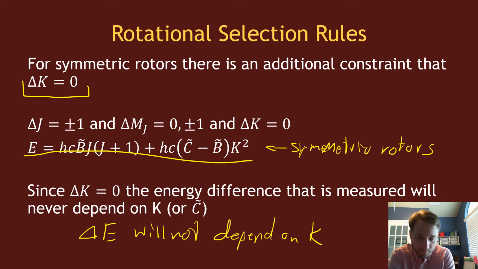And so that makes it a little bit convenient that the spectra for symmetric, linear, and spherically symmetric rotors end up looking very much identical to each other because of this selection rule, that delta K cannot change in an absorption or emission event.